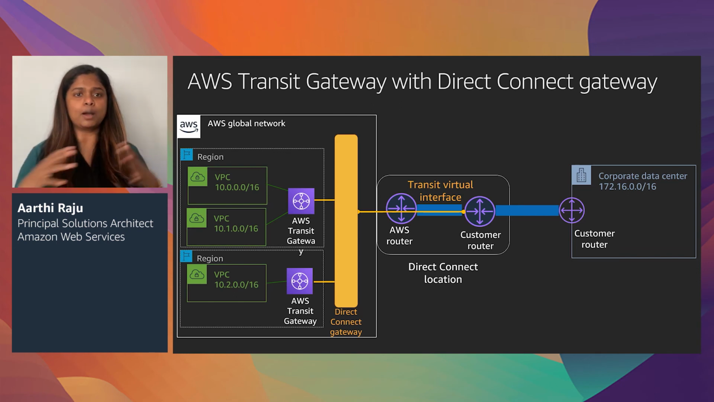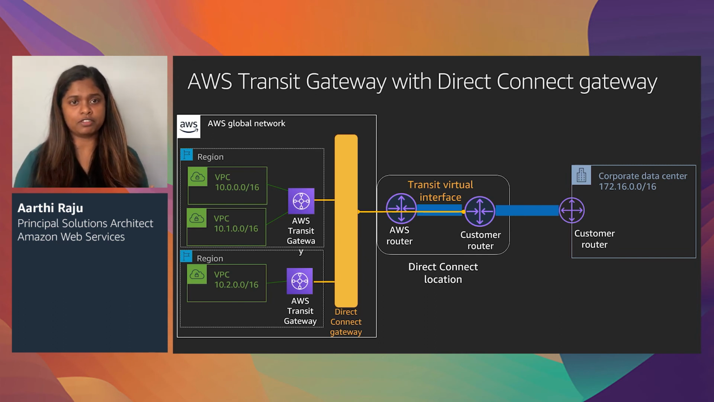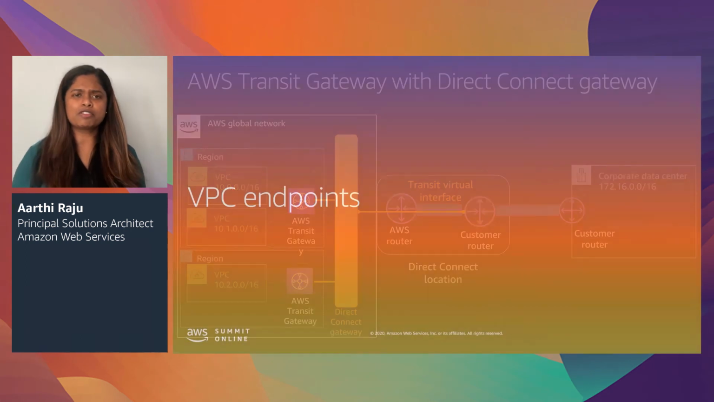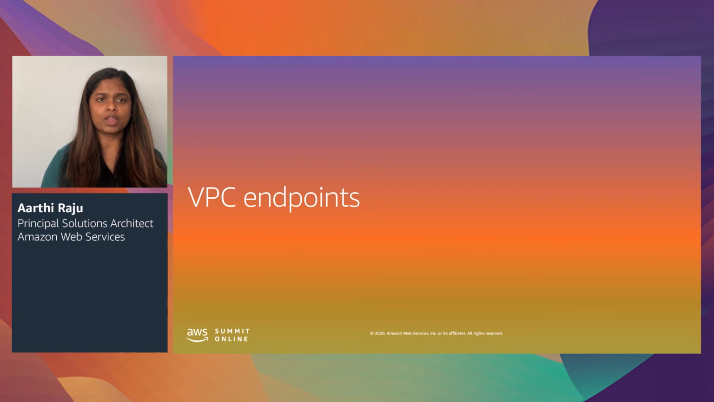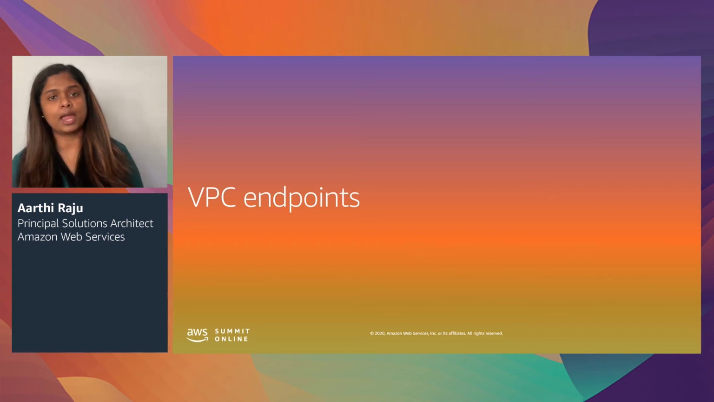So we completed a couple of things. We completed connectivity within the VPC, we completed connectivity between VPCs, and we also completed connectivity to our on-premises. What about services from your VPC to, for example, S3 or EFS, etc.? This is where we're going to look at VPC endpoints.